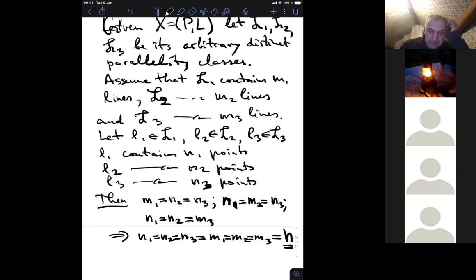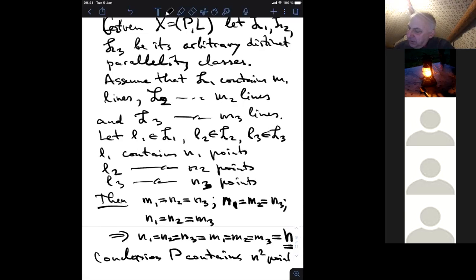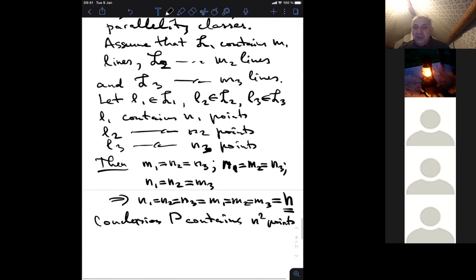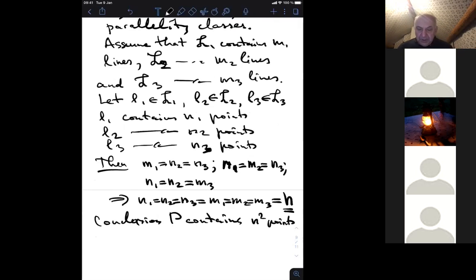So what we get is that every parallelity class should contain n lines, and every line should contain n points. So conclusion: P contains n squared points. Why? Because in each parallelity class there are n lines, and each line contains n points, and the union of all lines in a given parallelity class is the whole plane. And all these lines are disjoint.